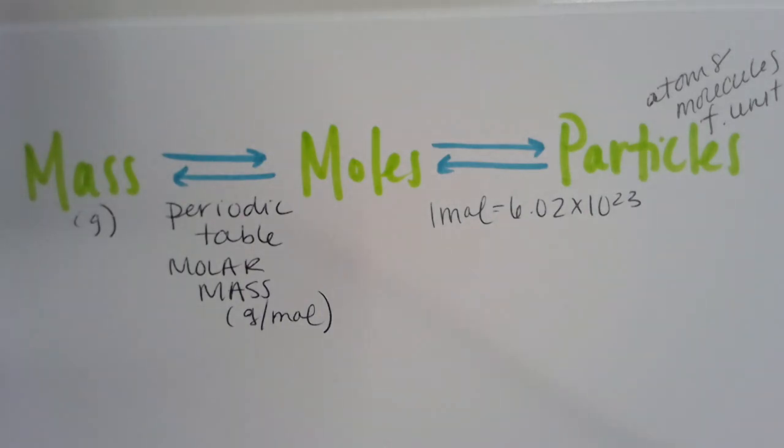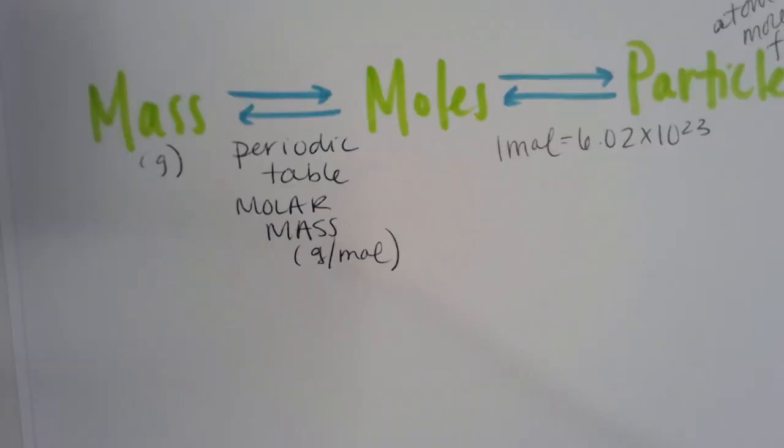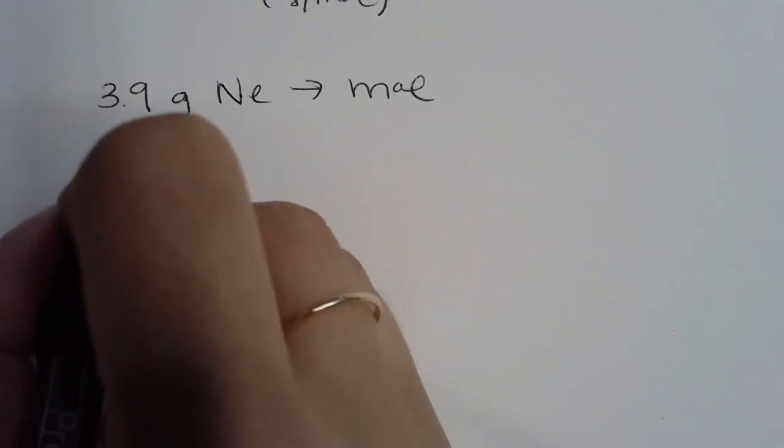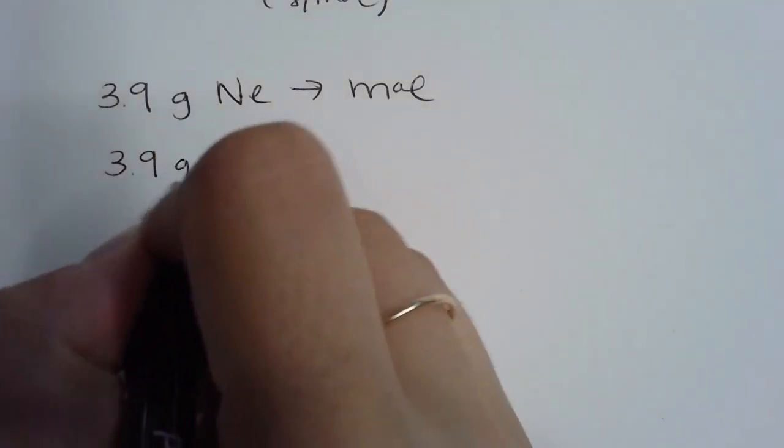So I'm going to show you how to do those, and you'll have a couple practice problems on the corresponding worksheet and also in the problem set for the first chapter we do in class. Let's do a couple of examples together. So for this first one, we want to convert 3.9 grams of neon to moles of neon. We always want to start off with what we're given.